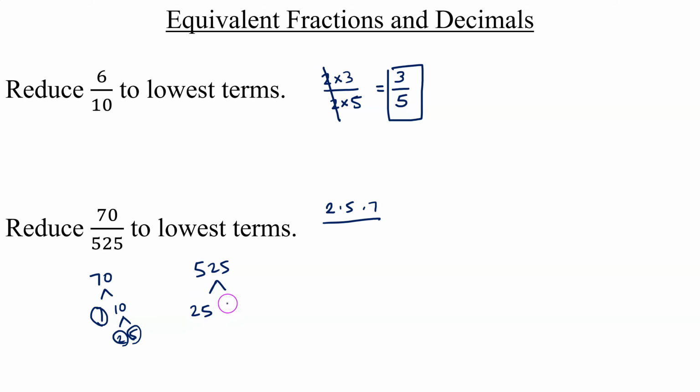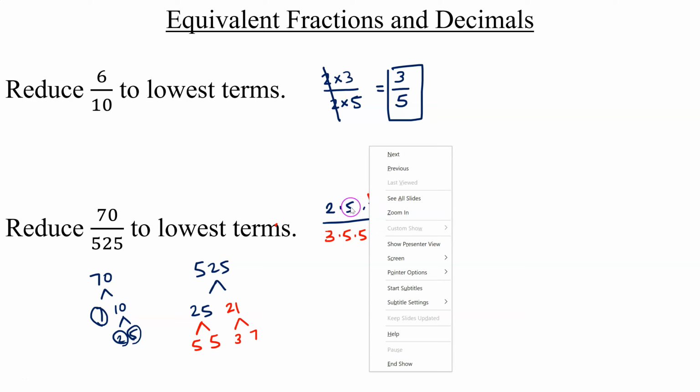25 is not prime. It can be broken up. So 25 can be broken into 5 times 5. And then 21 can be broken into 3 times 7. And those are all prime. So our denominator is 3 times 5 times 5 times 7.